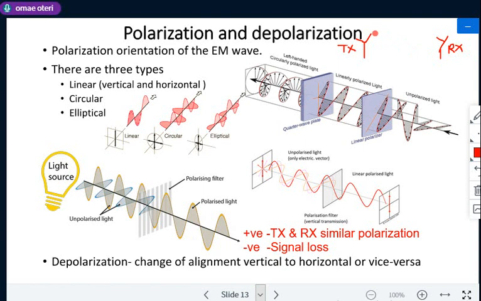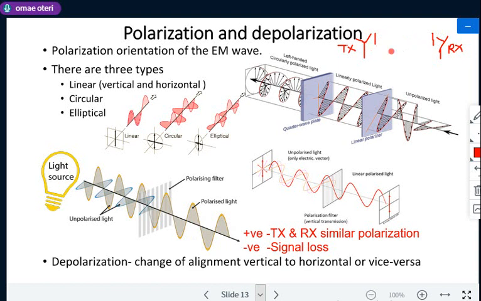So if you're having linear polarization and vertical, this should also be linearly polarized and should be vertical for proper reception of the signal. Please note that if you don't do that, this antenna won't be able to receive your signal from this side. Sometimes when you are transmitting over long distances, signals will get depolarized.